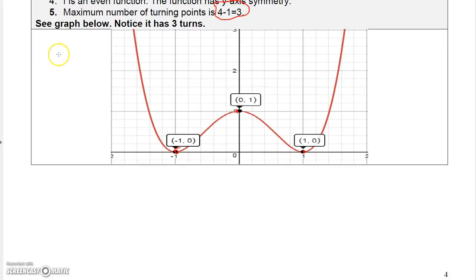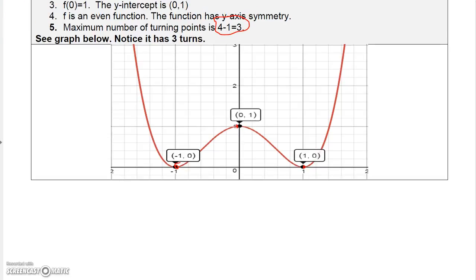So that information is helpful in graphing polynomial functions. And we're going to add more information to this as we move through this chapter.